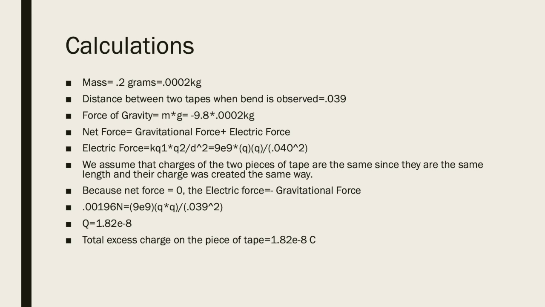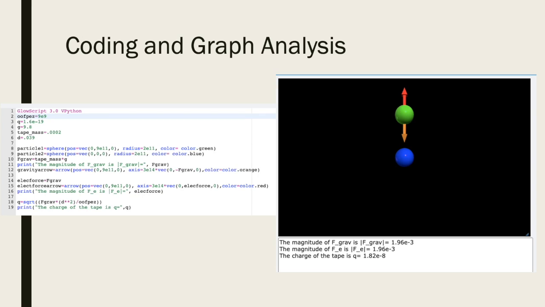By plugging in 0.00196 newtons to the electric force equation, you get that the charge on each piece of tape is 1.82 times 10 to the negative 8 coulombs.